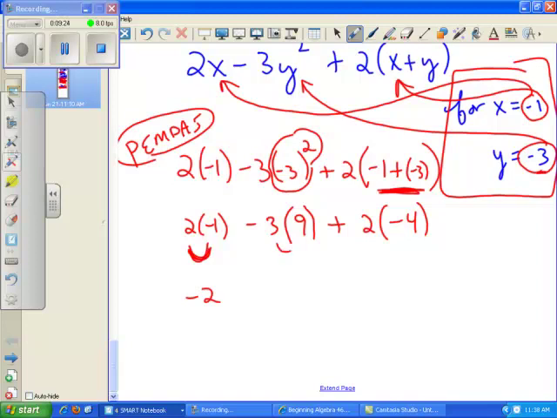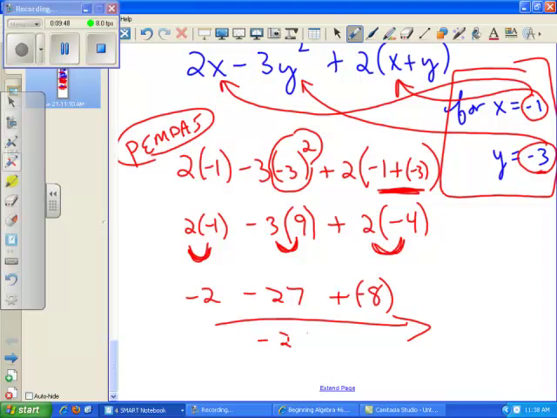These two go together to become negative 27, meaning negative 3 times 9 is negative 27. And these two times each other makes negative 8. You could say plus negative 8 like that if you like. Now we can just move left to right over addition and subtraction. You want to go left to right. So negative 2 minus 27 is negative 29, and then plus negative 8.